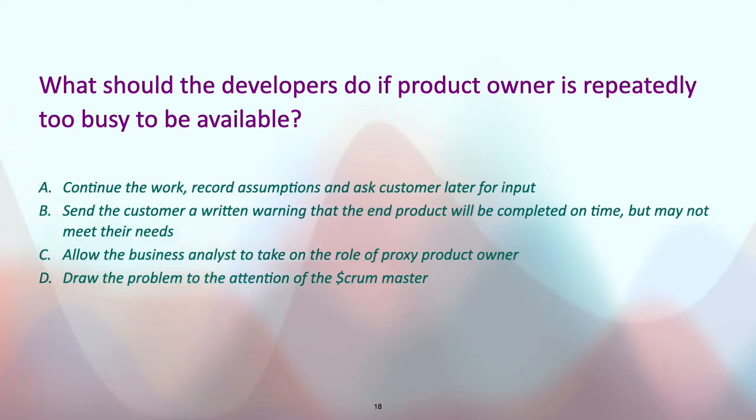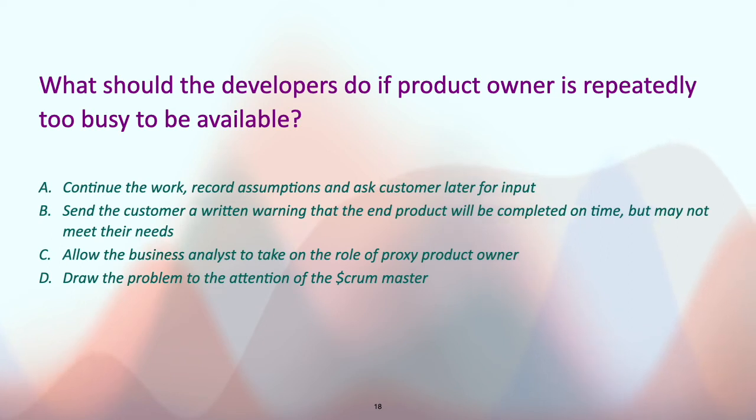Continue the work, record assumptions, and ask customer later for input. Okay. The next one is send the customer a written warning that the end product will be completed on time but may not meet their needs. Okay, interesting. C, allow the business analyst to take on the role of proxy product owner. Right. The last one is draw the problem to the attention of the Scrum Master. So what do you think?